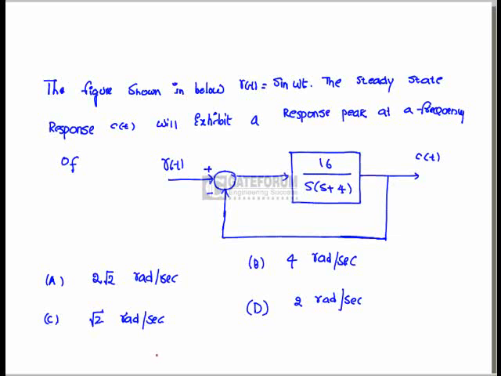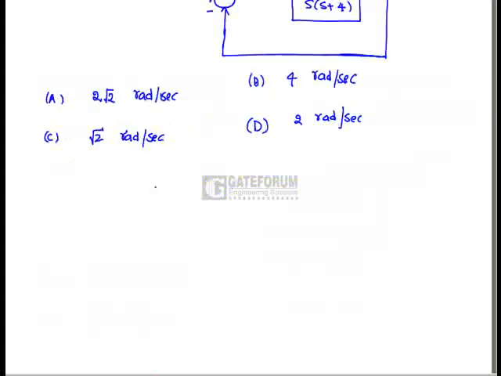Here we have to find out the resonance frequency. First of all, we need to know what we mean by the resonance frequency. Resonance frequency is the frequency where the magnitude of the given closed loop transfer function is maximized. The relationship between the resonance frequency and the parameters of a closed loop transfer function is given as follows.